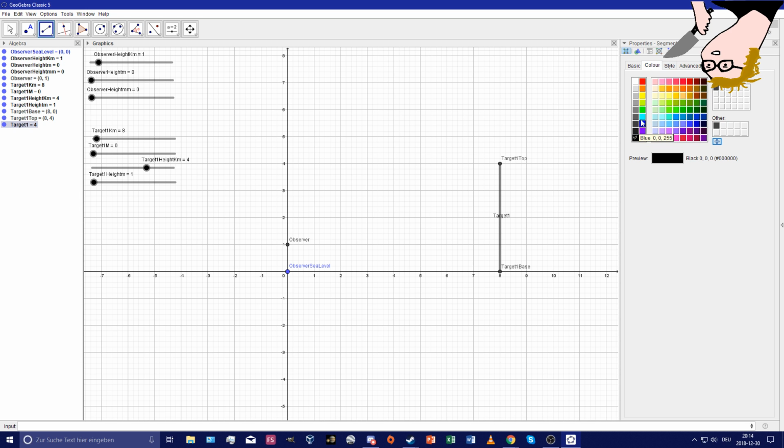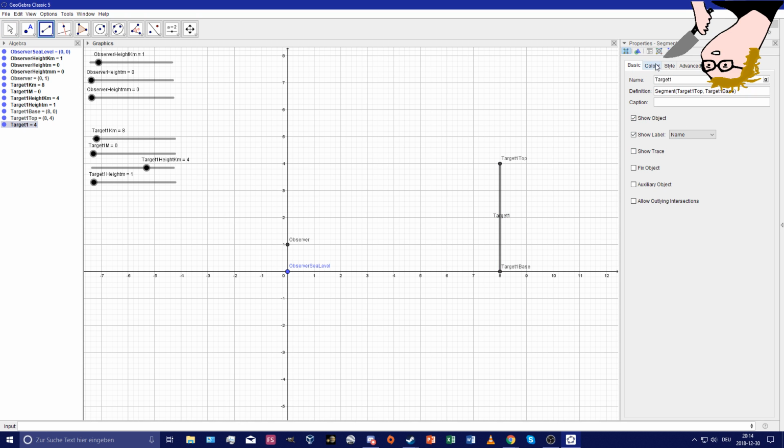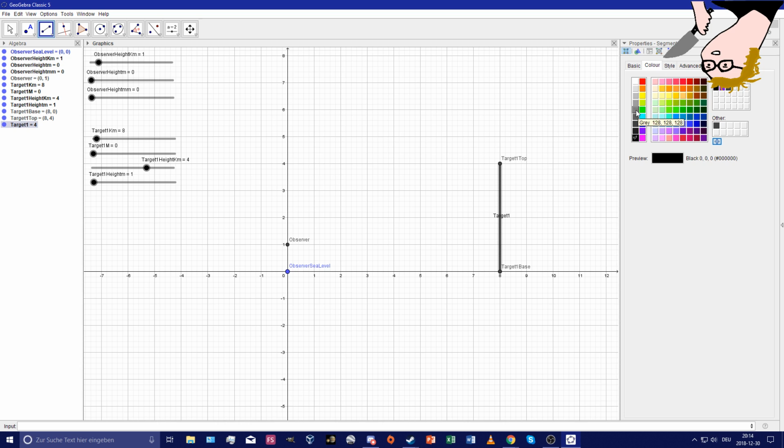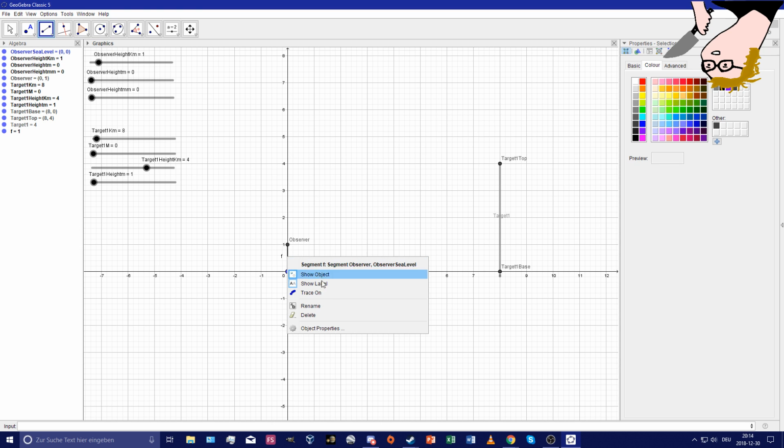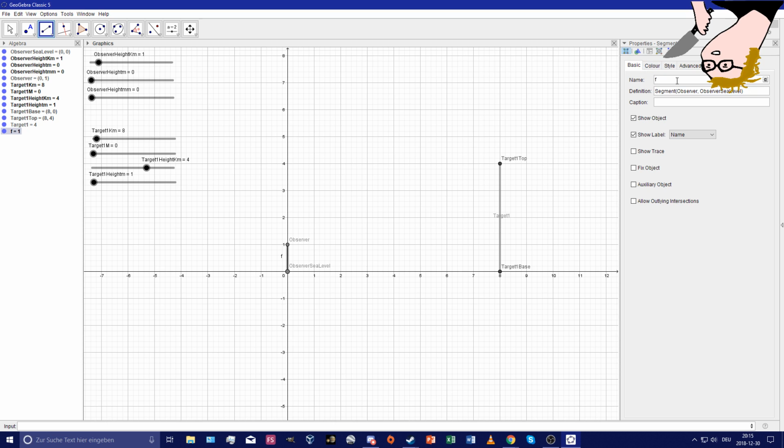And let's just change its color a little bit so I can see it better, and you maybe as well. I think you can make this a little thicker. And let's do this in, I don't know, some sort of gray. Okay. And obviously, I'll do the same for the observer. So let's make this also gray. There we go.